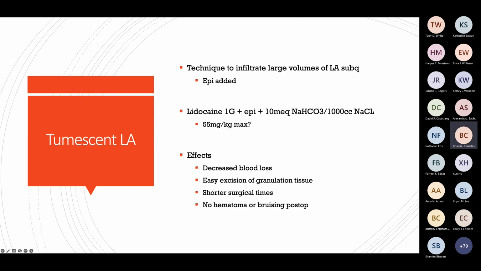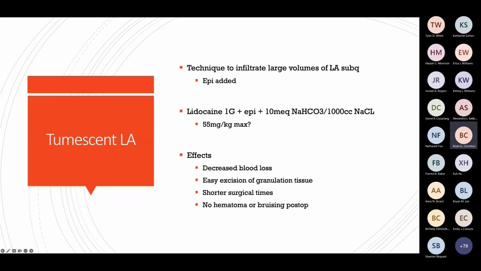So I talked about infiltrating lidocaine with epinephrine prior to doing these skin grafts. This is what we call tumescent use of local anesthesia. So generally the way they mix it is going to be a gram of lidocaine with a variable amount of epinephrine, sometimes up to 1 milligram. And then they're going to add 10 MEQs of sodium bicarb to speed the onset. And usually they put it in a liter of fluid. But everybody's got their own little recipe.